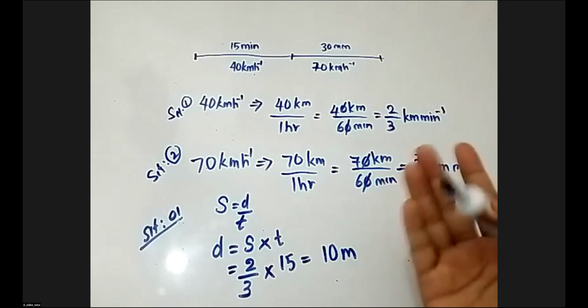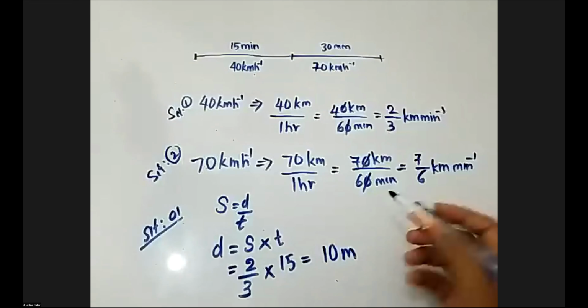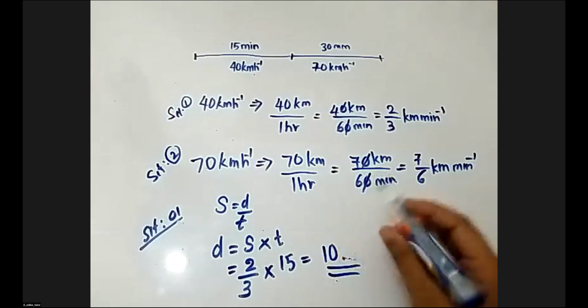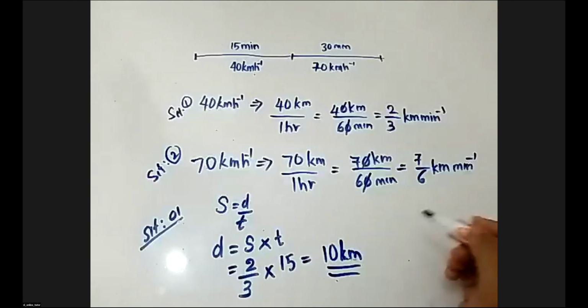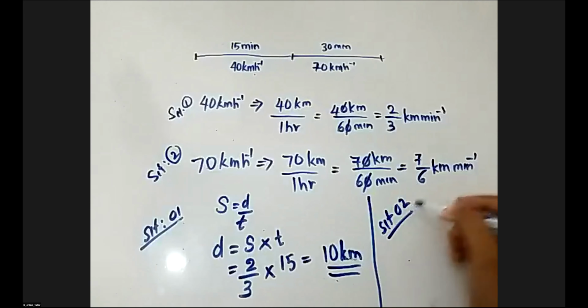Don't take seconds. If you take seconds, you have to convert this one also for seconds. Then you have double work. Here 10 kilometers is the distance, sorry, 10 kilometers. Is that clear?